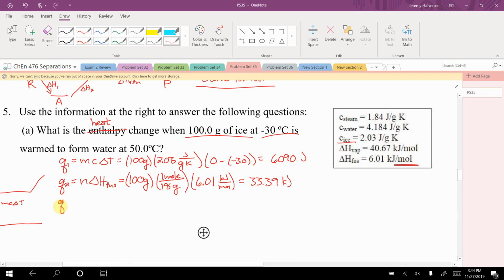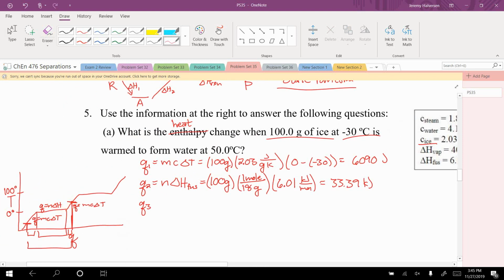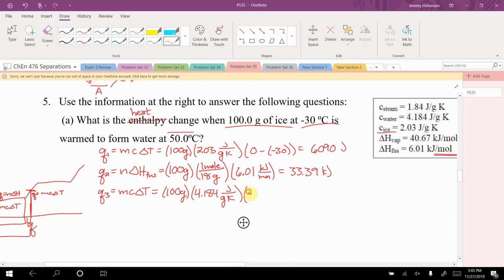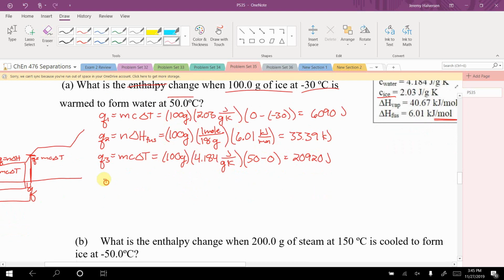All right, and now I can get my Q3, which is now heating up my liquid water. So because I'm just heating it up, I'm going to use an MC delta T. But I need the specific heat of water, liquid water. What's my change in temperature? Well, I'm going up to 50. My final is 50. My initial is from the melting point, so that's 0. That gives me 2,920 joules. So now I just need to add up my Q's.